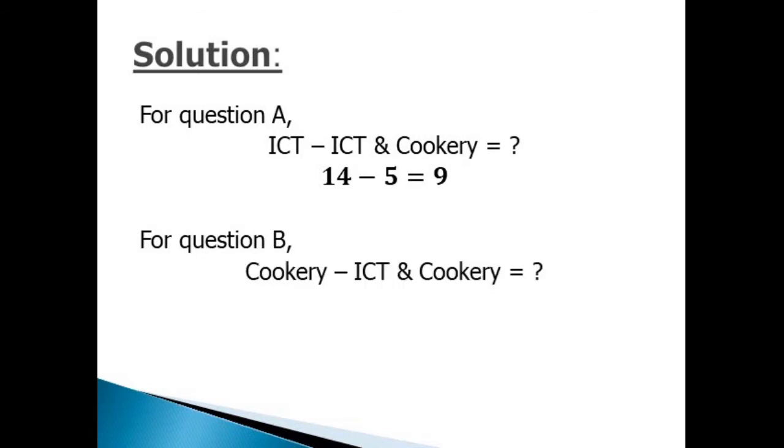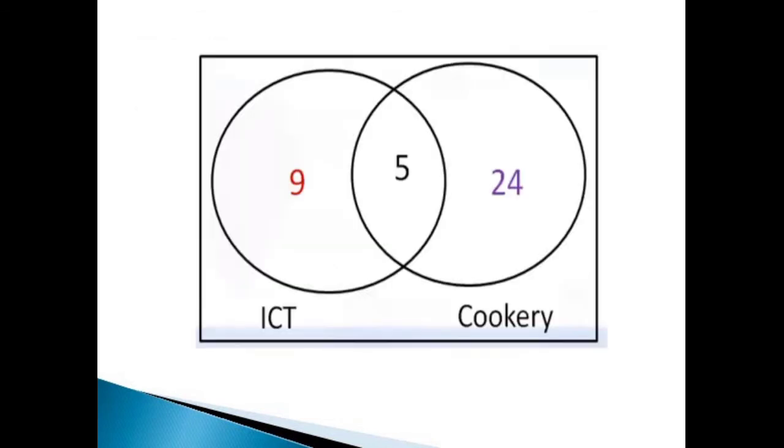And for question B, we will subtract the number of students who are taking both ICT and cookery from the number of students who are taking cookery. So we have 29 minus 5 equals 24. So 24 students are taking cookery only. So filling it in on our Venn diagram, this is how it would look like.